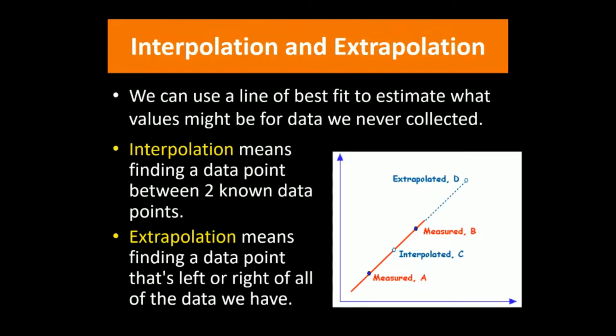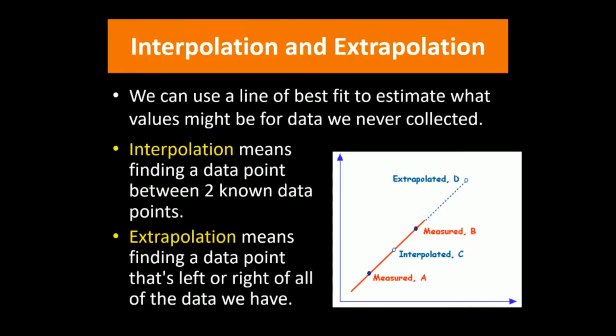So if we're looking between known data points, so we have real data points on either side of the point we're looking at, then it's called interpolation. And interpolation tends to be a pretty good guess in most cases. Extrapolation is when we're looking for some kind of data point that is beyond any of the numbers that we have or anything that we can work with.